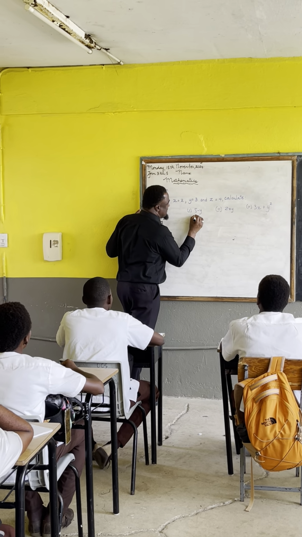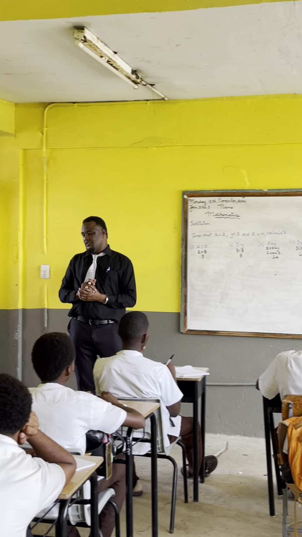3x is the same as 3 times x. Right? And so this is going to be 3 multiplied by the value of x, which is 2. Plus y times y. Y is 3. So it's 3 times 3. So 3 times 2 is 6. 3 times 3 is 9. 9 plus 6 equals 15. Right. And that's all the substitution answers to do.